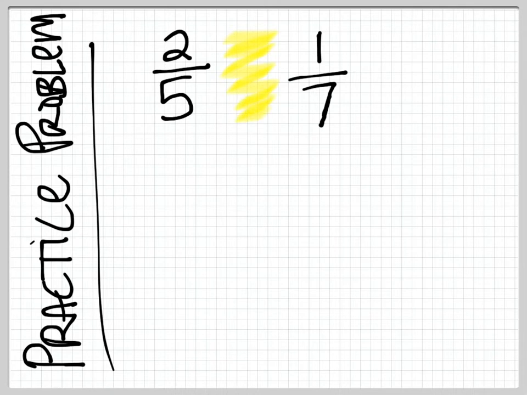Okay, this is not going to be our only practice problem for this lesson, so don't stop the video yet. Write this practice problem down and try it. Or you can pause the video right now, try this practice problem, and then finish watching the rest of the video when you're done.